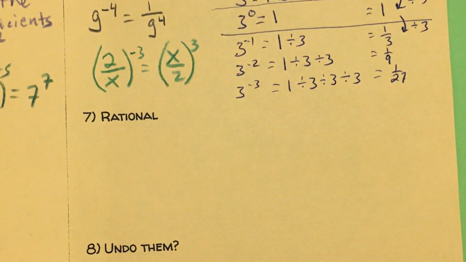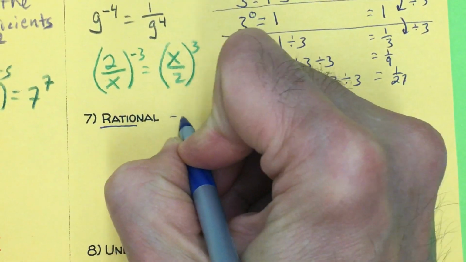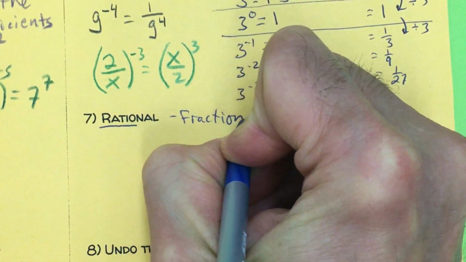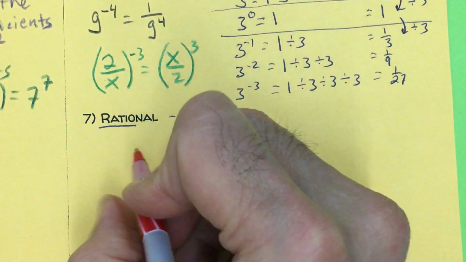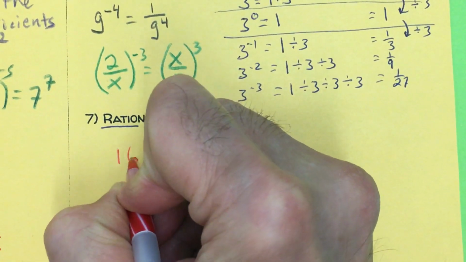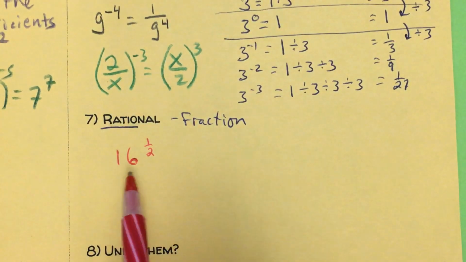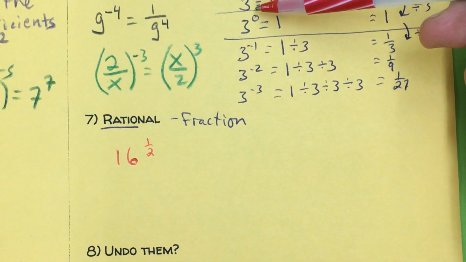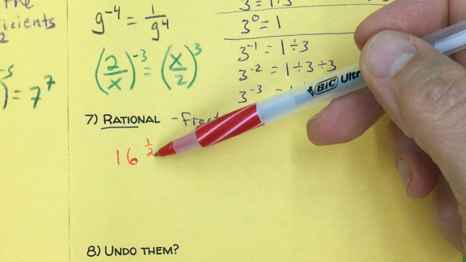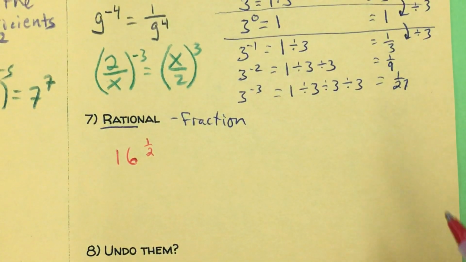Last one, rational exponents. A rational means ratio, fraction. What happens when I have something like 16 to the 1/2 power? Well, I have no idea. All I know is it's going to be between the base and 1. So it's going to be between 16 and 1. Because my power is between 1 and 0, it's going to be somewhere in the middle.